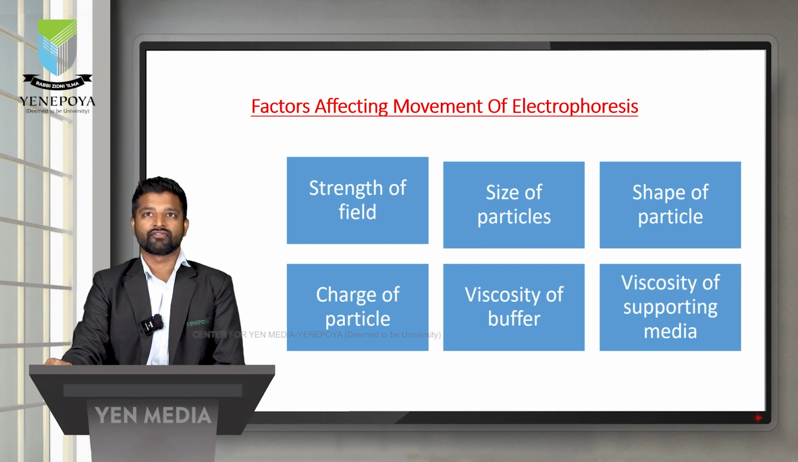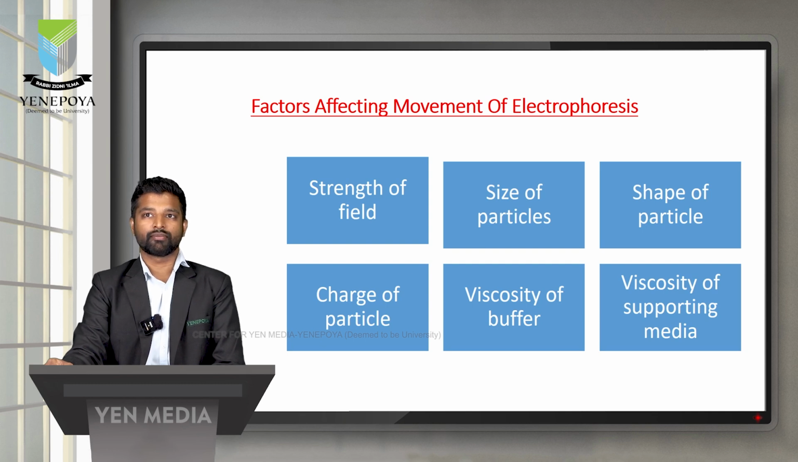Let's start with factors affecting movement of electrophoresis. The first one is strength of the field. Strength is nothing but the voltage. Voltage is required for the movement of electrophoresis so that it gets the strength for the movement. Next is size of the particle. If the particle is of a larger size, the movement will be slower, and if it is of a smaller size, the movement will be faster.